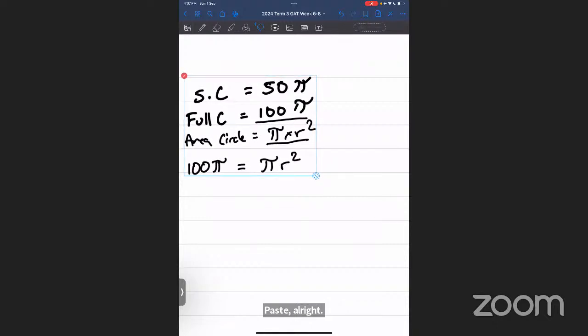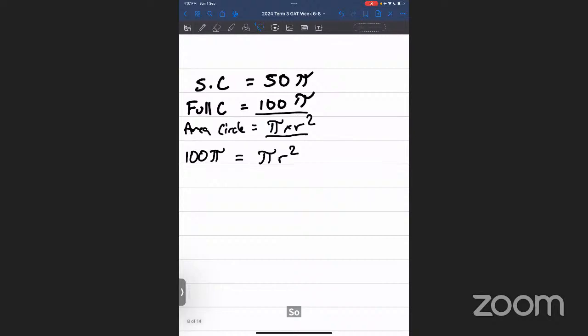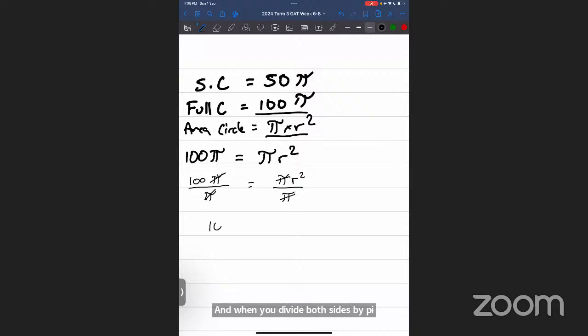All right. Since we have pi on both sides, what we can do is divide both sides by pi. So 100 pi divided by pi is equal to pi r squared divided by pi. When you divide both sides by pi, you cancel the pi's out, and you're left with 100 is equal to r squared, right? 100 is equal to r squared.